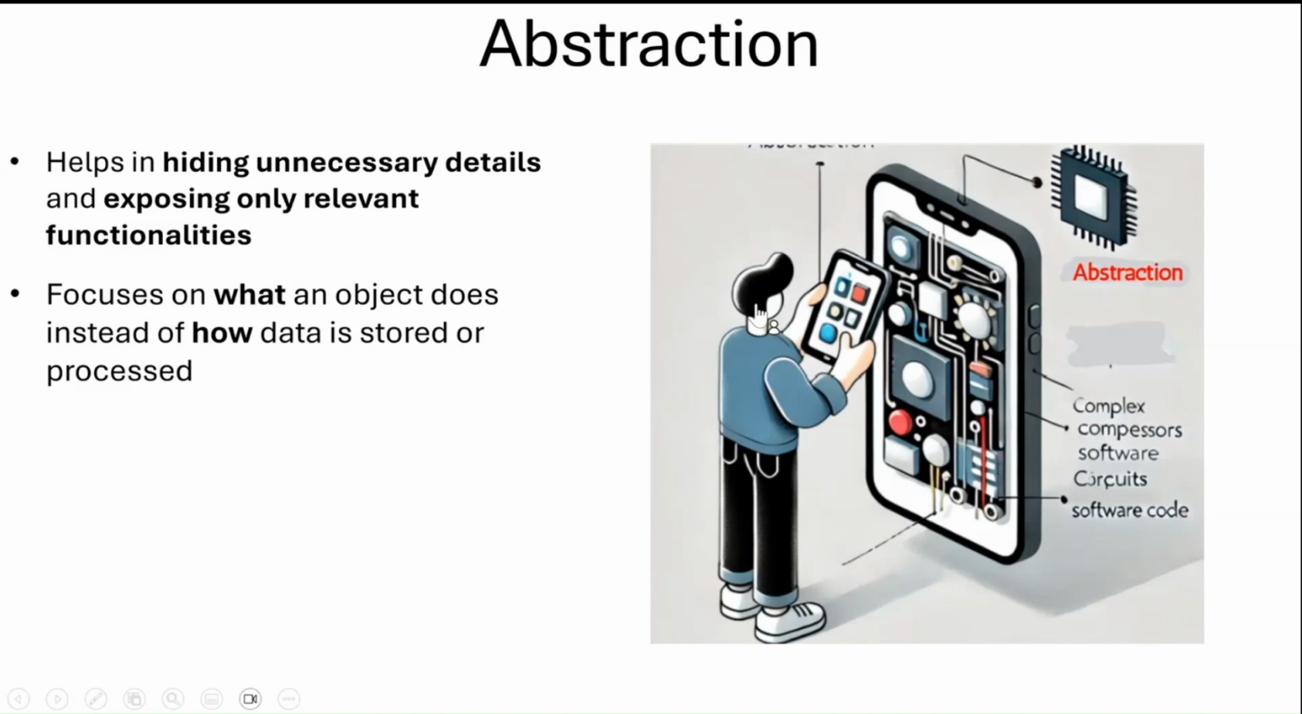In the example in this image, we as a user use our smartphone using just a touchscreen without needing to know how that touch is handled by the complex system in our smartphone, like software code, circuits, processor, chips. This is abstraction. Let's understand abstraction in more detail in the next slides.